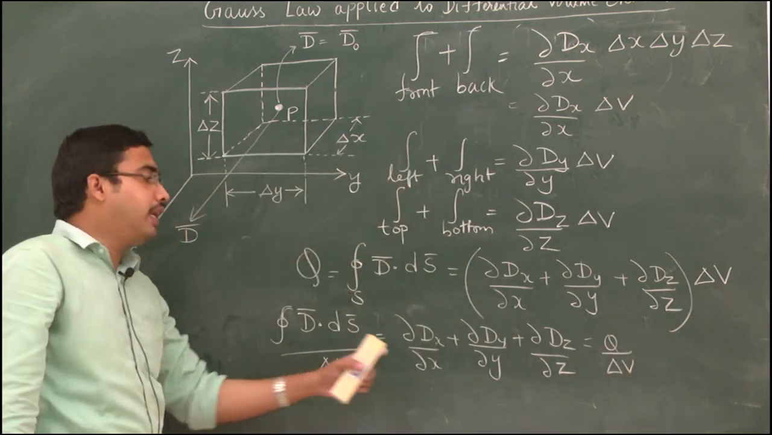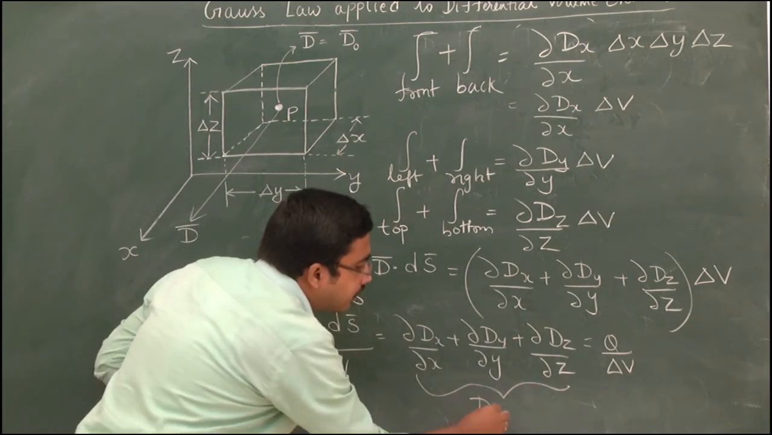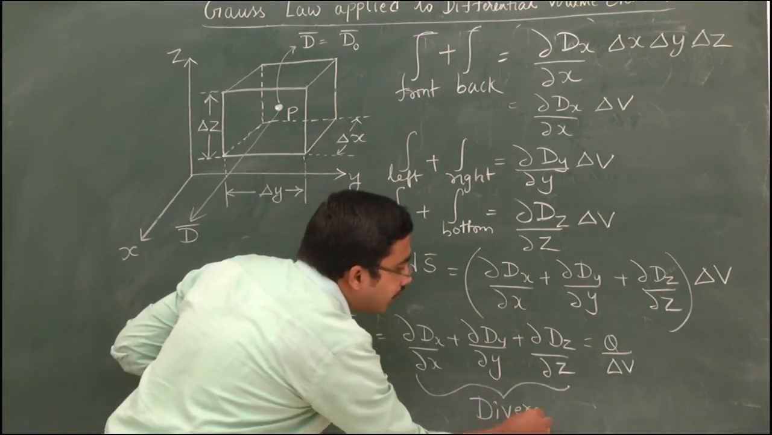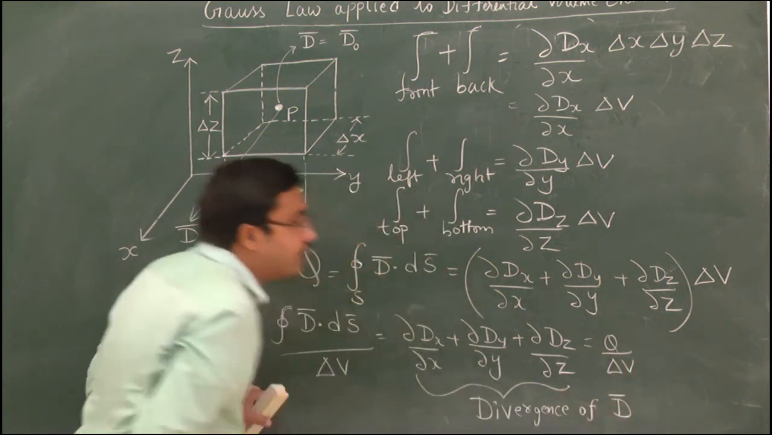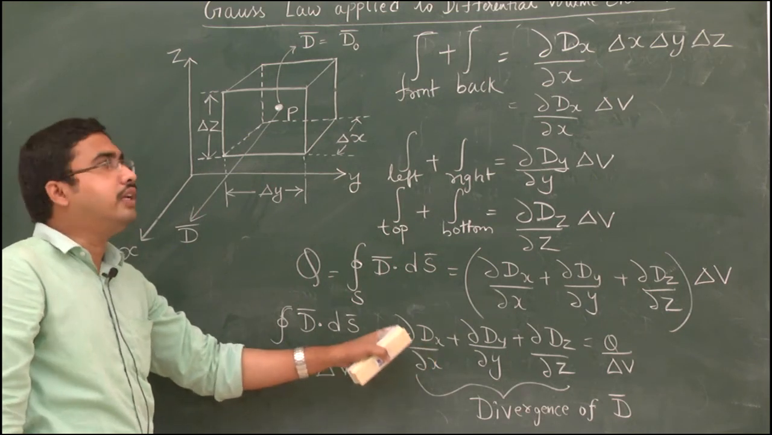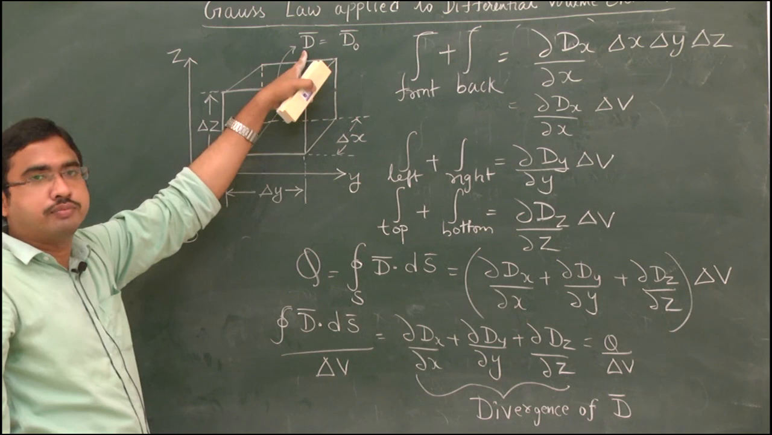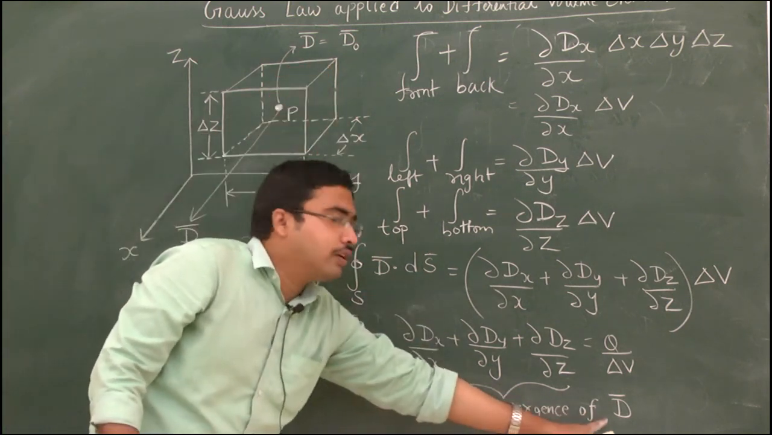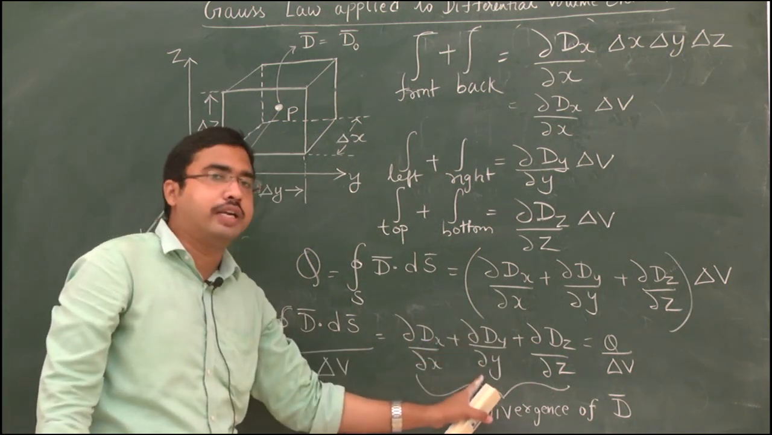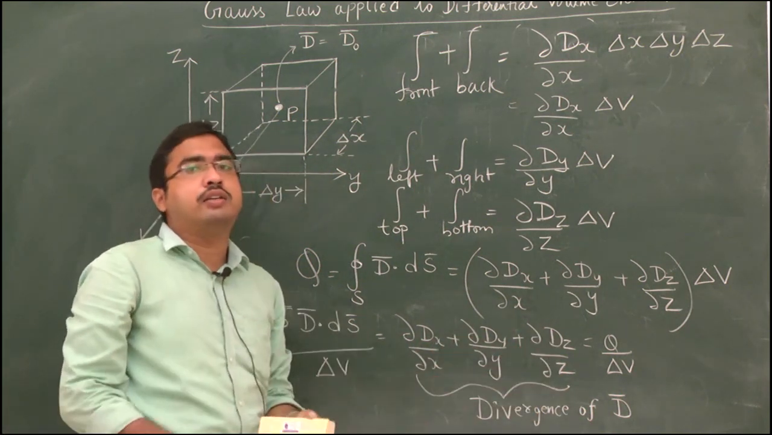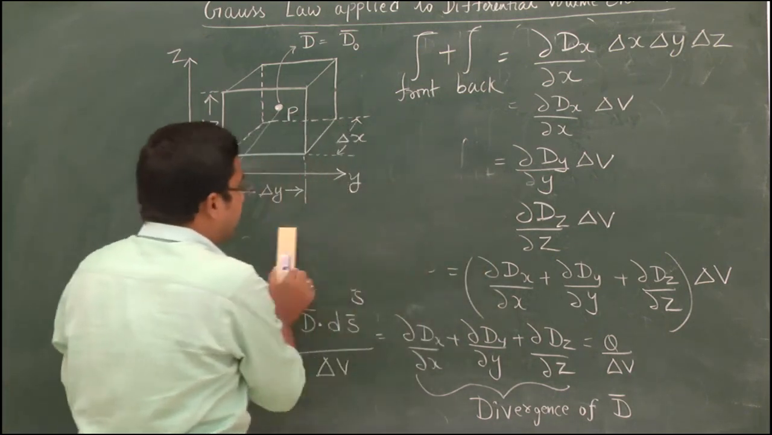As I have already explained in the previous classes, this particular term is called the divergence. Divergence of the vector D. Okay, what is D here? D is the electric flux density at this point P, which I have already marked. Okay, the divergence of any vector D is given as ∂Dx/∂x + ∂Dy/∂y + ∂Dz/∂z. Okay, that is the concept of divergence.